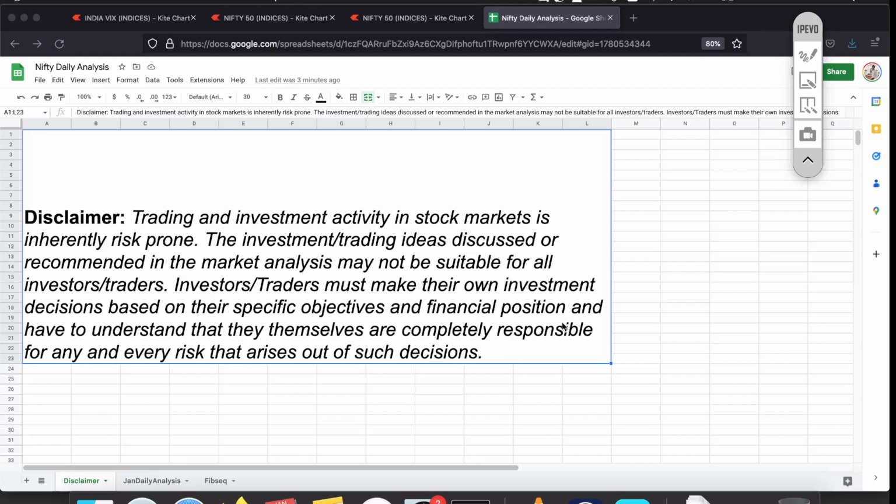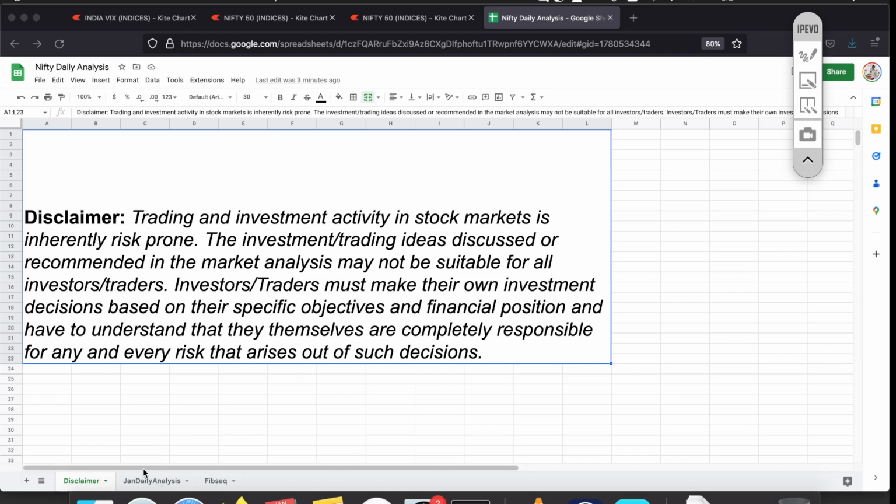Welcome to the daily post-market analysis of Nifty Index. In this analysis, we analyze Nifty's action in the current session using price action, trend lines, and Fibonacci retracements. And based on the analysis and observations, we draw a trade plan for the next session and conclude our estimate for Nifty's movement in the next session.